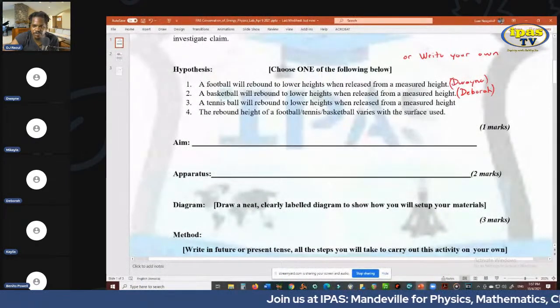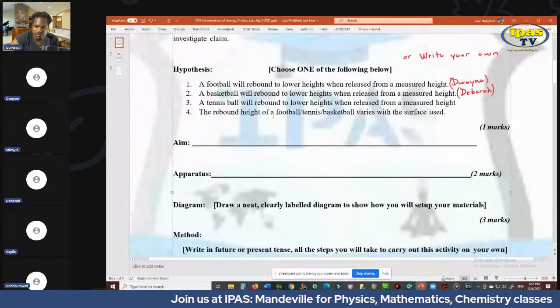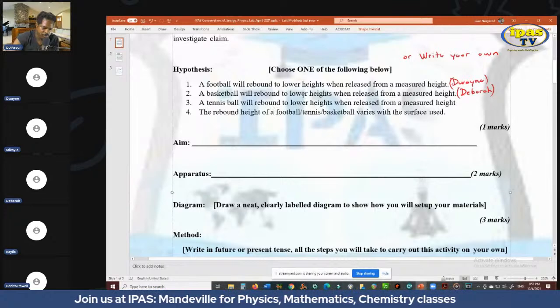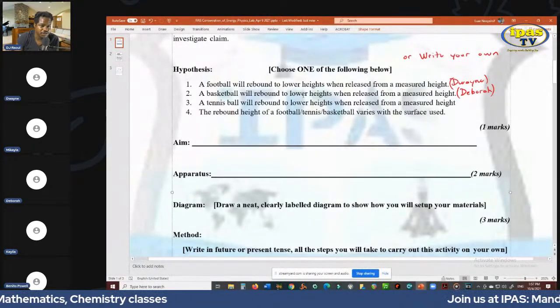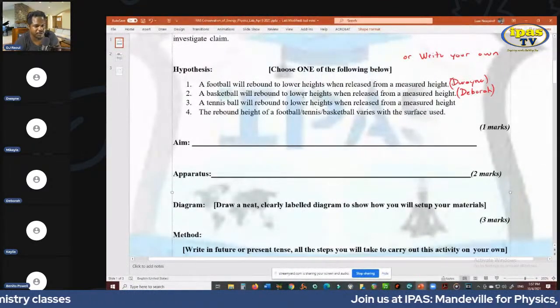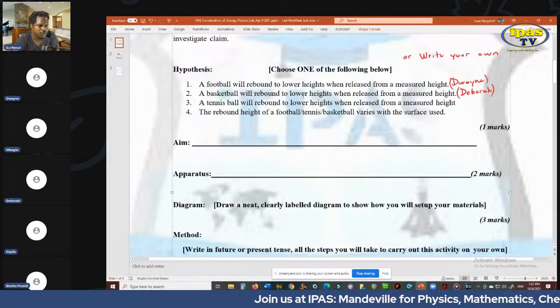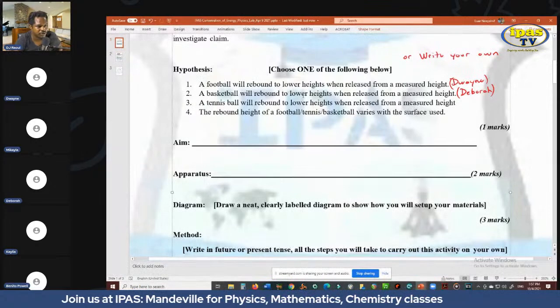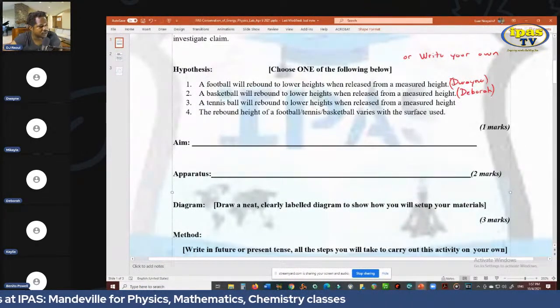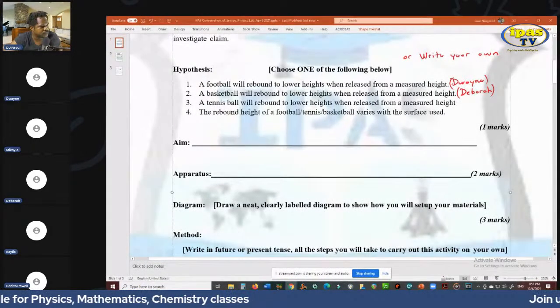All right. Number 4 says rebound height of a football, a tennis ball, or a basketball varies with the surface used. And number 4 is taking a different approach here. We could see how the surface affects the height to which the ball rebounds. All right, that's an interesting one.